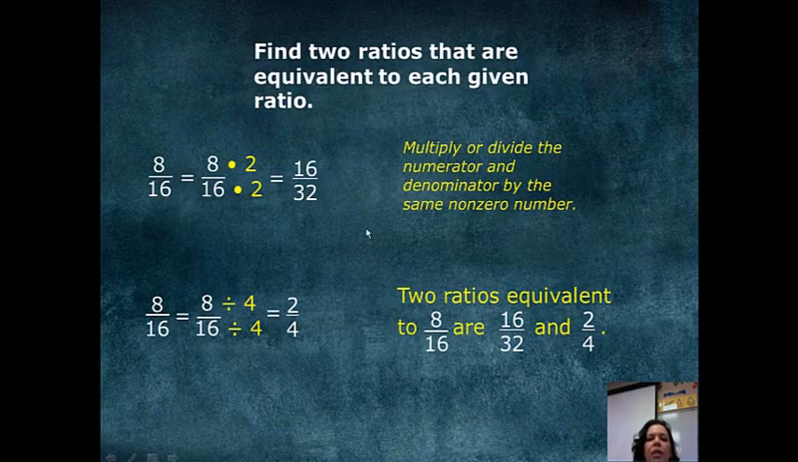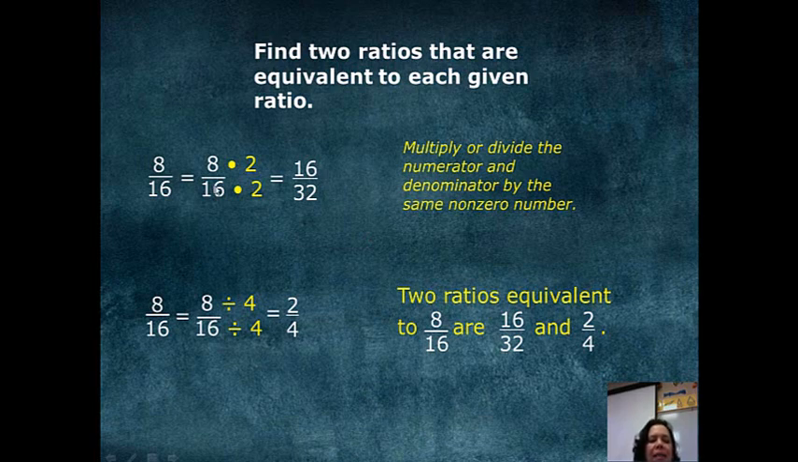So let's look at what it looks like on paper with numbers. We're going to find ratios that are equivalent to each given ratio. Multiply or divide the numerator and denominator by the same non-zero number. What does it mean by non-zero number? Well, non-zero means not a zero. So we have to use numbers that are not zeros.